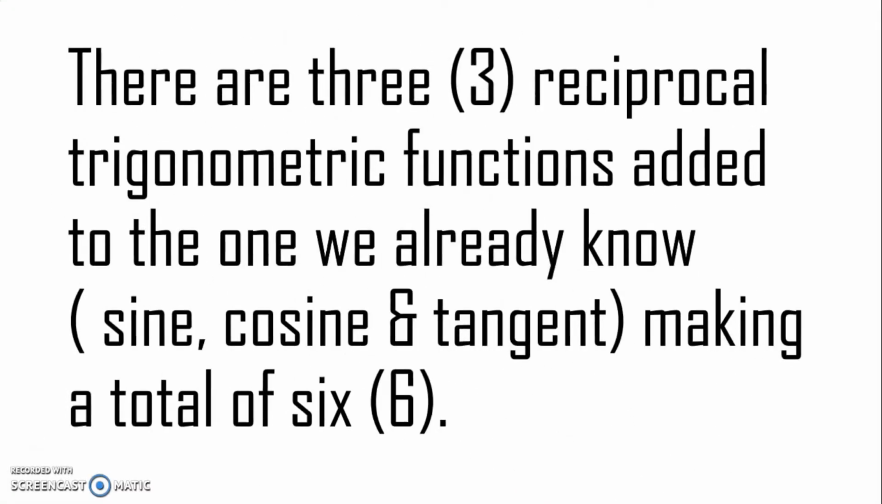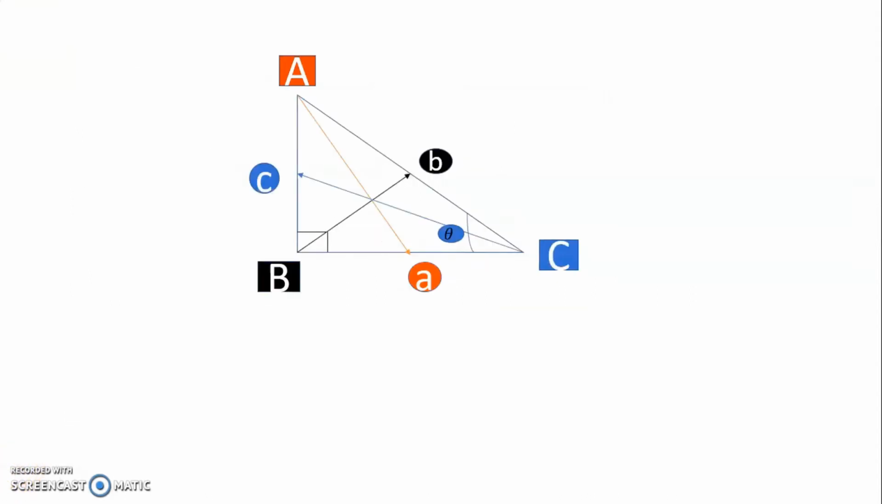There are three reciprocal trigonometric functions added to the ones we already know: the sine, the cosine, and the tangent, making a total of 6. When we have this right angle triangle A, B, and C, which is right angled at point B, let angle C be equal to theta.